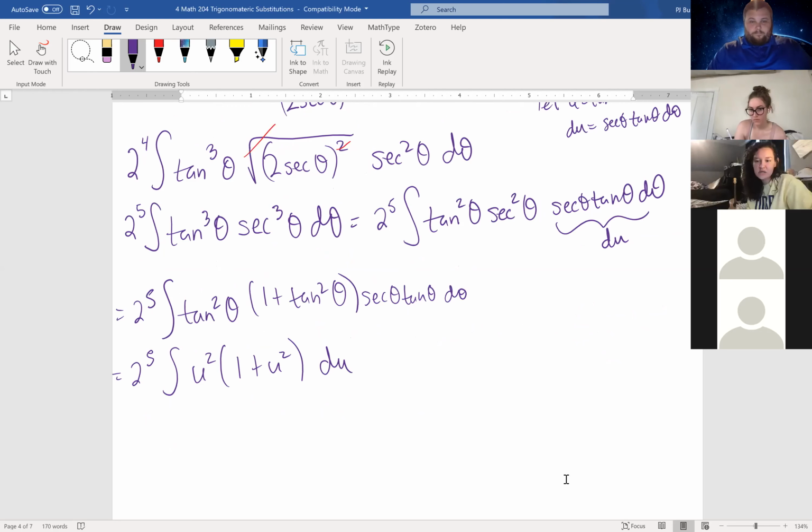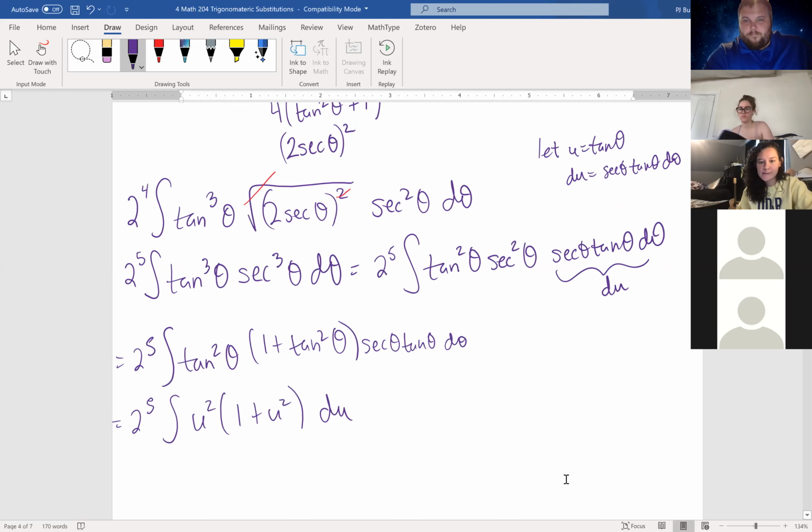I just have a question. I don't have the chart in front of me, but I thought that the derivative of tangent was secant squared x.